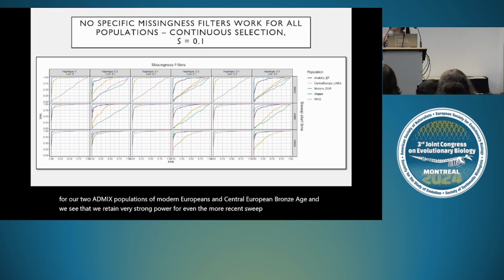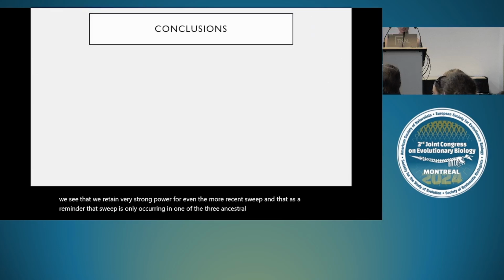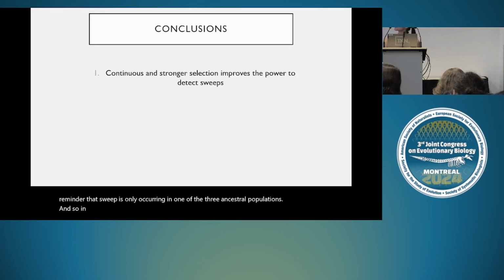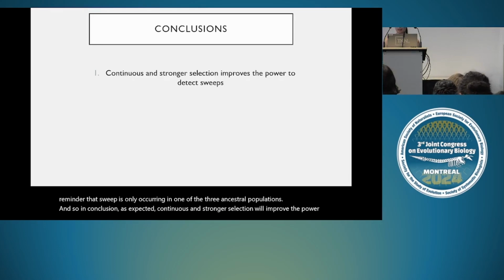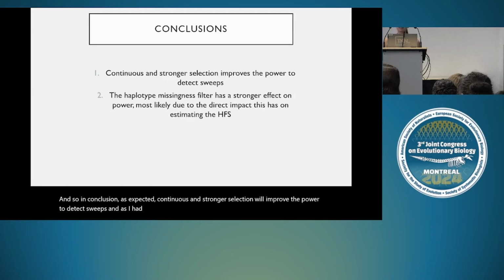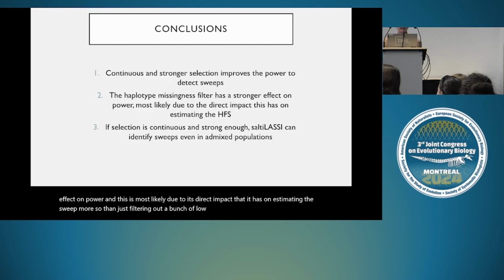And that, as a reminder, that sweep is only occurring in one of the three ancestral populations. And so in conclusion, as expected, continuous and stronger selection will improve the power to detect sweeps. And as I had just mentioned, the haplotype missing filter has the stronger effect on power, and this is most likely due to its direct impact that it has on estimating the sweep, more so than just filtering out a bunch of loci. And then finally, and what I think is most important, if selection is continuous and strong enough, Salty Lassi can identify sweeps even in admixed populations and for more recent sweeps.